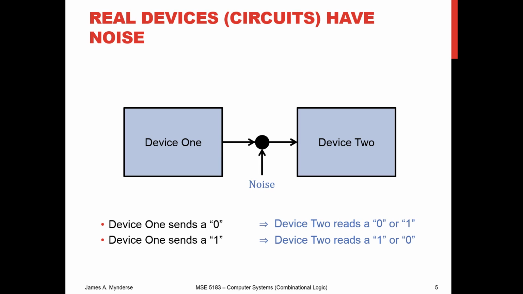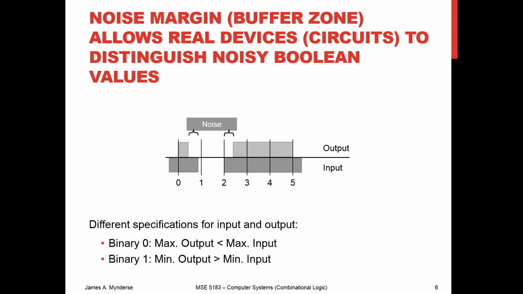So to get around this, real implementations like TTL and CMOS include what's called a noise margin, or a buffer zone. And so this noise margin is going to allow us to connect potentially noisy systems together and have a standard that will hopefully prevent miscommunication. So let's write this in, because this graph is sometimes a little difficult to understand. And so on the output side, that's like our device 1 sending an output.